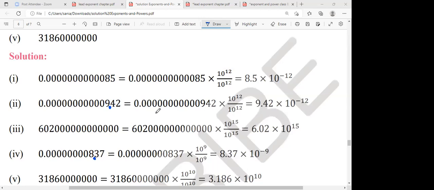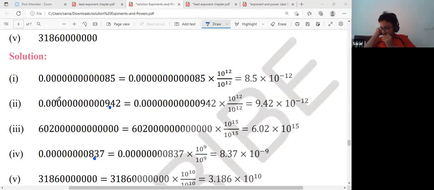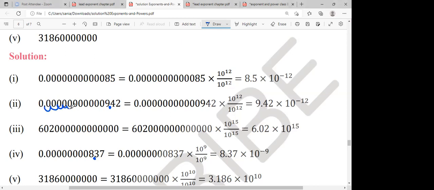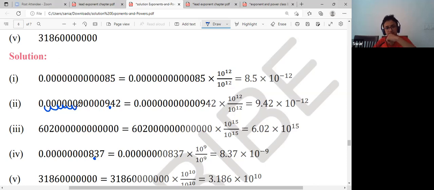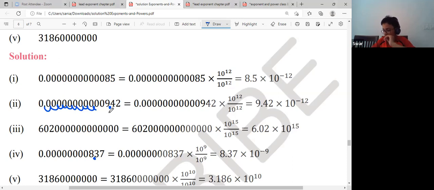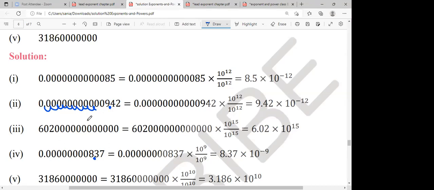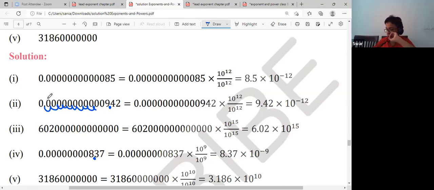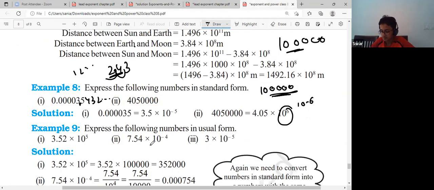You got 9.42. But still, when I'm counting the decimal digits, first 1, 2, 3, 4, 5, 6, and 7, 8, 9, 10, 11, and 12. What's the mistake? Ma'am, I'm getting 9.42 multiplied by 10 raised to the power minus 13. Why minus 13? First I got minus 14, then because I have to stop at one place, so I got 10 raised to the power minus 13.